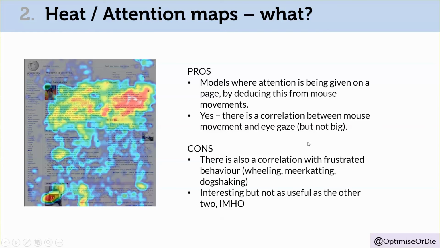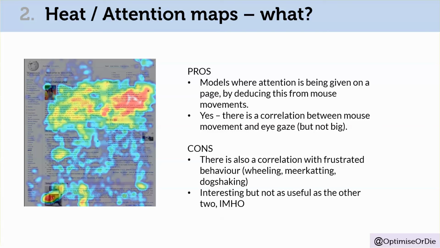Attention maps, these are an interesting one. There are various algorithmic tools out there that attempt to compute eye gaze from mouse movement. And that's great because there is a correlation between mouse movement and where the attention is on the page. It just isn't very good. But the other problem is there's a very strong correlation between behavior when people are showing frustration with moving the mouse around, right? So basically you've got two drivers of the data that you might be seeing here. So to lump them together and average them would be to misinterpret them.